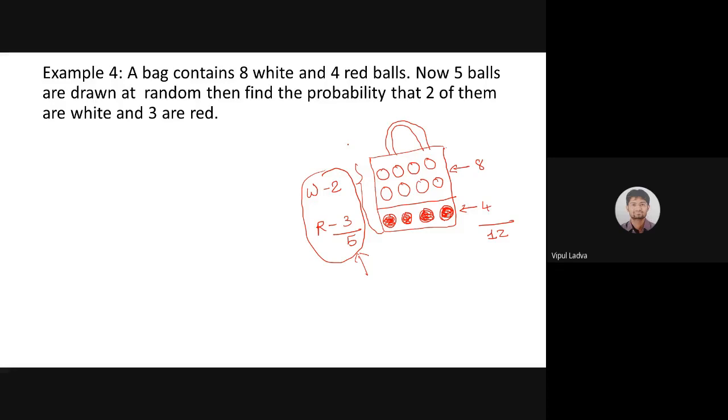Your concept is clear. Your total cases will be 12C5. I totally agree with that. But for the rest of the audience, I would like to recall one of the concepts here. What is the formula for the probability? For the probability of any event, suppose this event is event A, the formula will simply be m by n. This is a simple formula. For n, we need the total cases. For m, we need the favorable cases.